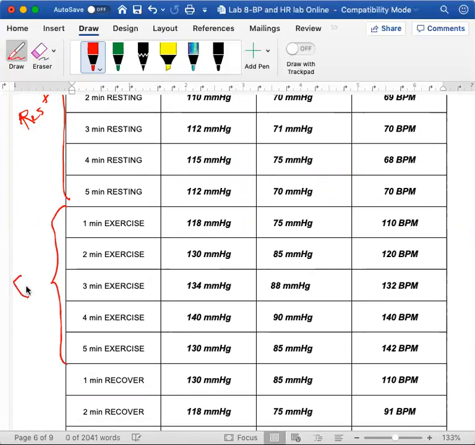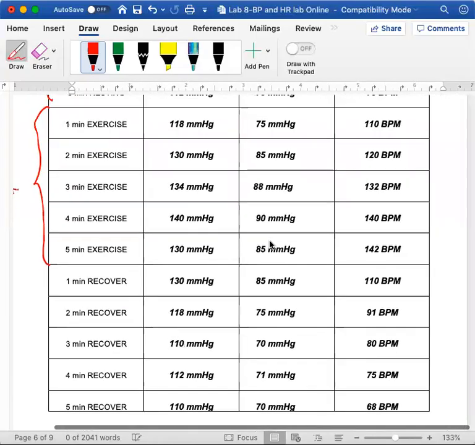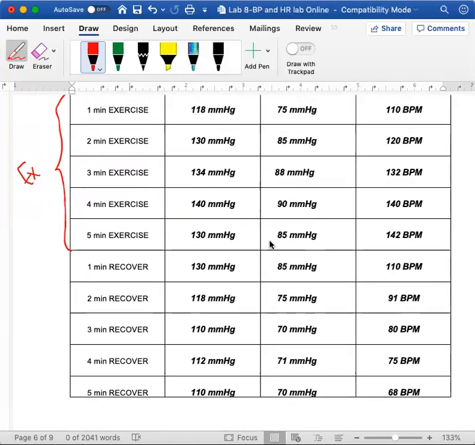So this is exercise, right? And this is blood pressure and heart rate for exercising. And then after 5 minutes of exercise, they would stop exercising, and you would take their blood pressure and heart rate while they're recovering. Okay, so this is your 5 minutes of recovering.